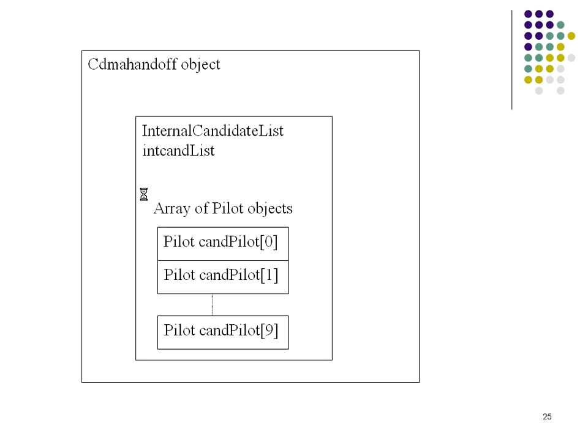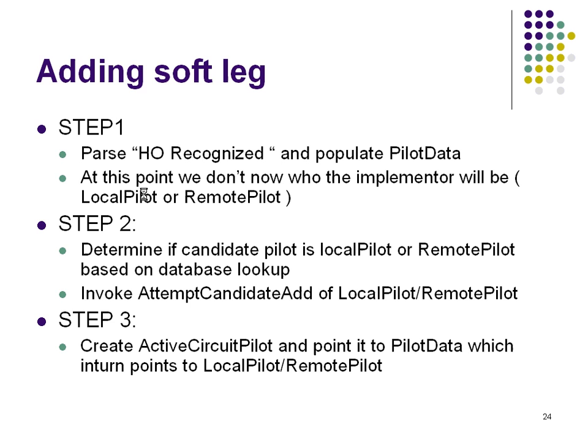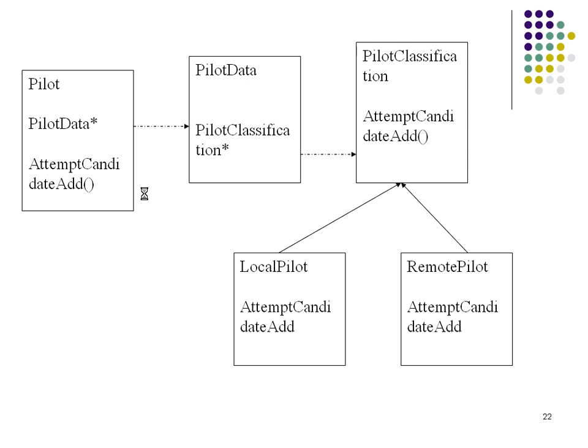At this point of time, at the end of step 1, we are not going to create a local pilot or the remote pilot object. Then we come to the second step. As a part of the second step, we determine if the candidate pilot is a local pilot or a remote pilot based on some database lookup. And then we create a local pilot or remote pilot object and then put the pointer of that to the pilot object, which is this.